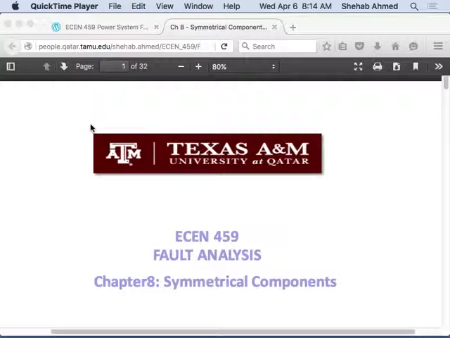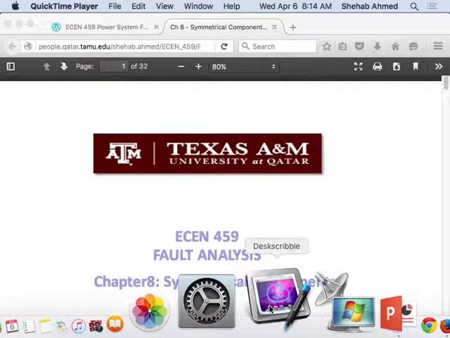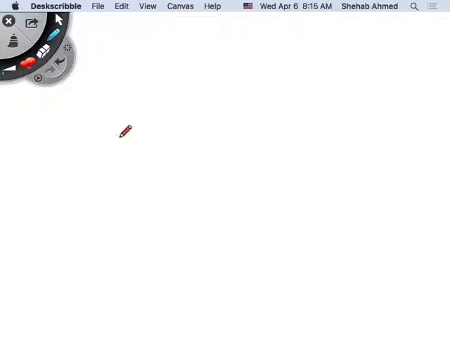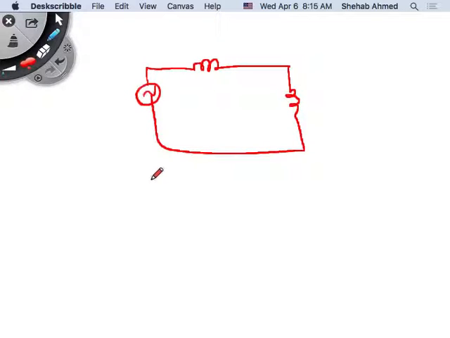With a balanced three-phase system, I can automatically draw a single-phase equivalent circuit, and life is easy and life is nice, right? So I can take my three-phase system and reduce it to something as simple as this, whether I have a generator, a transmission line, and a load, for example. I can do that for a balanced system.